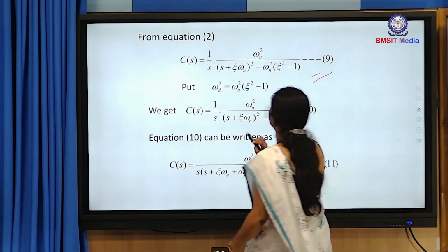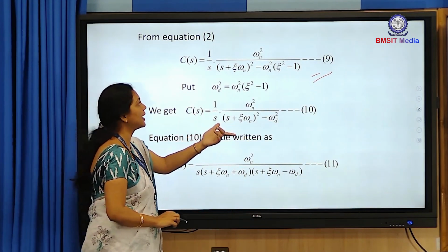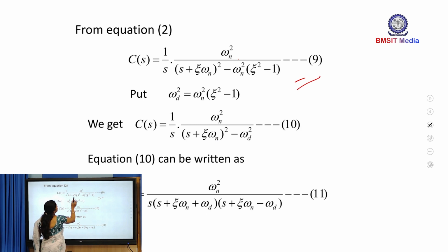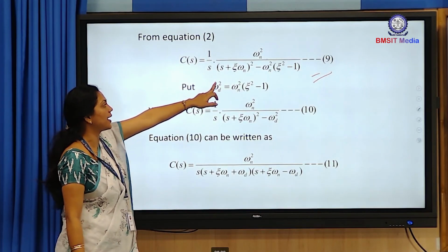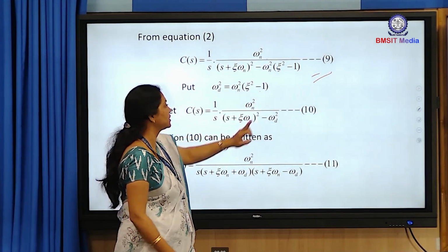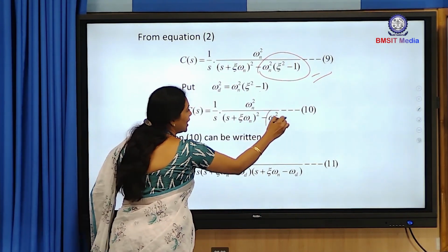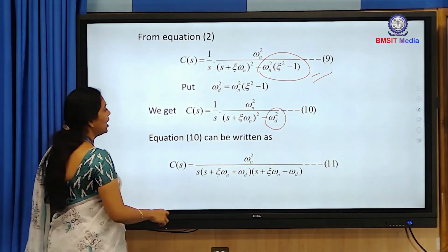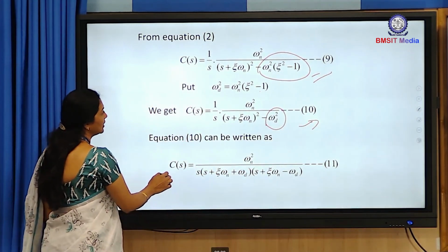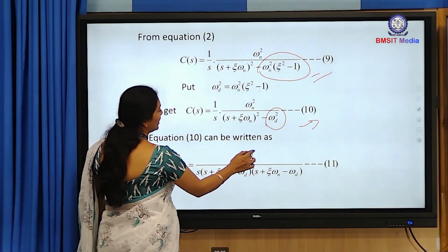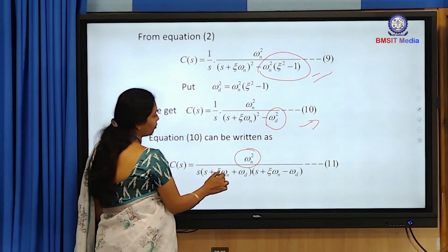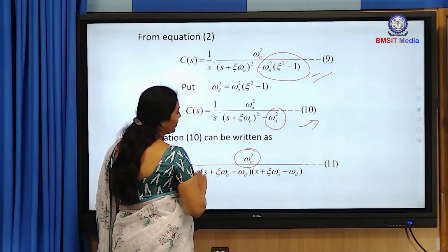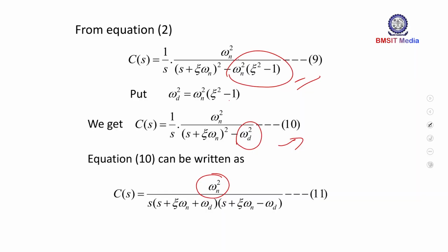Now let us recall this equation back. So here what I have is one was positive and one was negative. Therefore, omega n square by (s plus zeta omega n) the whole square minus omega n square into (zeta square minus 1). Now again make the substitution omega d square as omega n square into (zeta square minus 1). So whatever this part of the equation is there, it will be replaced by what? Omega d square. Now this equation number 10 as a whole can be written as omega n square by s into (s plus zeta omega n plus omega d) into (s plus zeta omega n minus omega d).